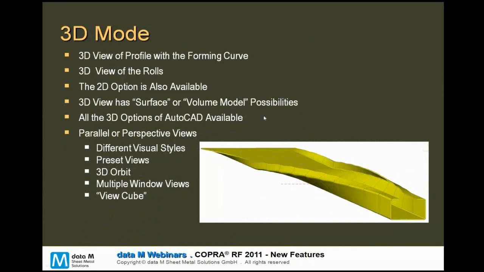We can have a 3D view of the profile, illustrating the forming curve, a 3D view of the rolls. The 2D option is also available. The 3D view has a surface or volume model properties. All the 3D options of AutoCAD are available. So if you want parallel or perspective views, you can have different view styles, preset views, 3D orbit, multiple viewing windows, and of course you can use the view cube.